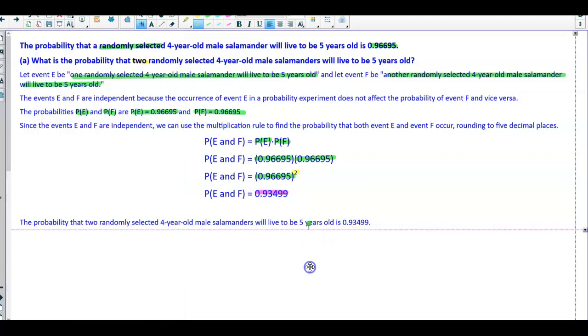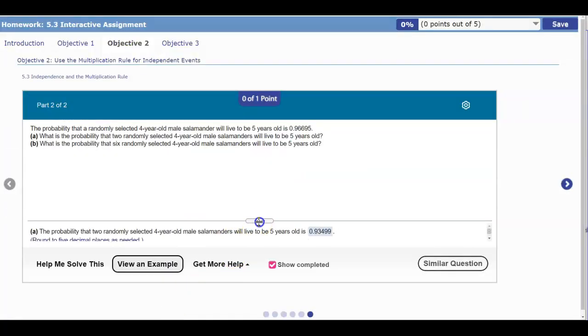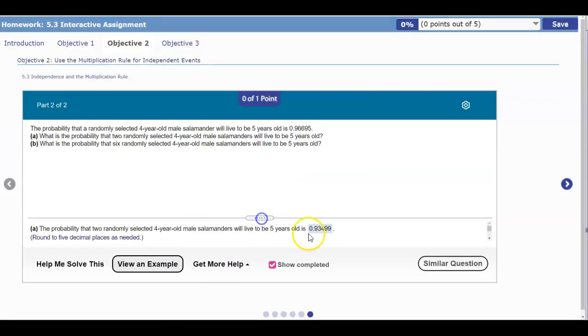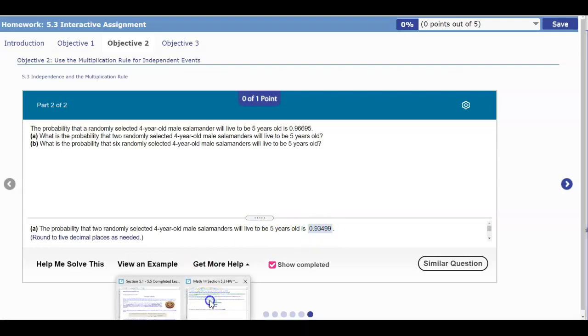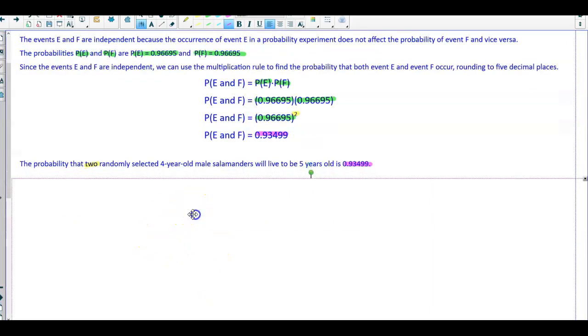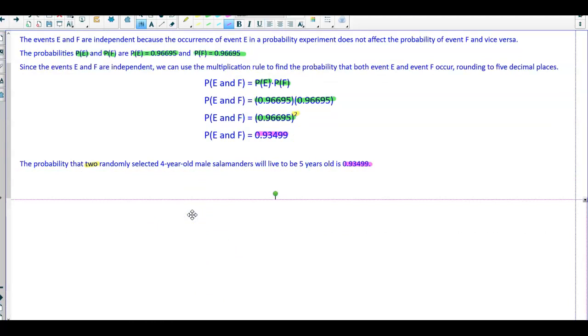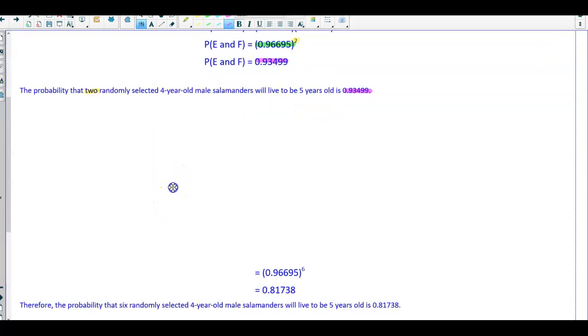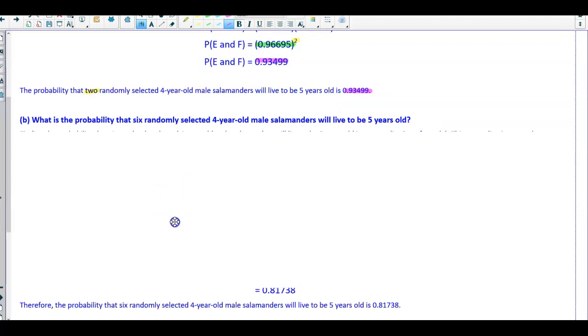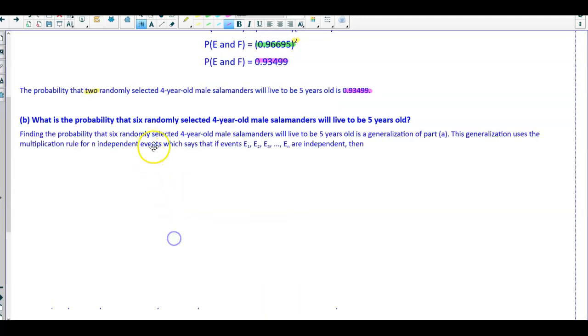So therefore, we're going to say that the probability that 2 randomly selected 4-year-old male salamanders will live to be 5 years old is 0.93499, and then we can check our result there, and there is our result, 0.93499. Okay, now the second part is the following. What is the probability that 6 randomly selected 4-year-old male salamanders will live to be 5 years old?